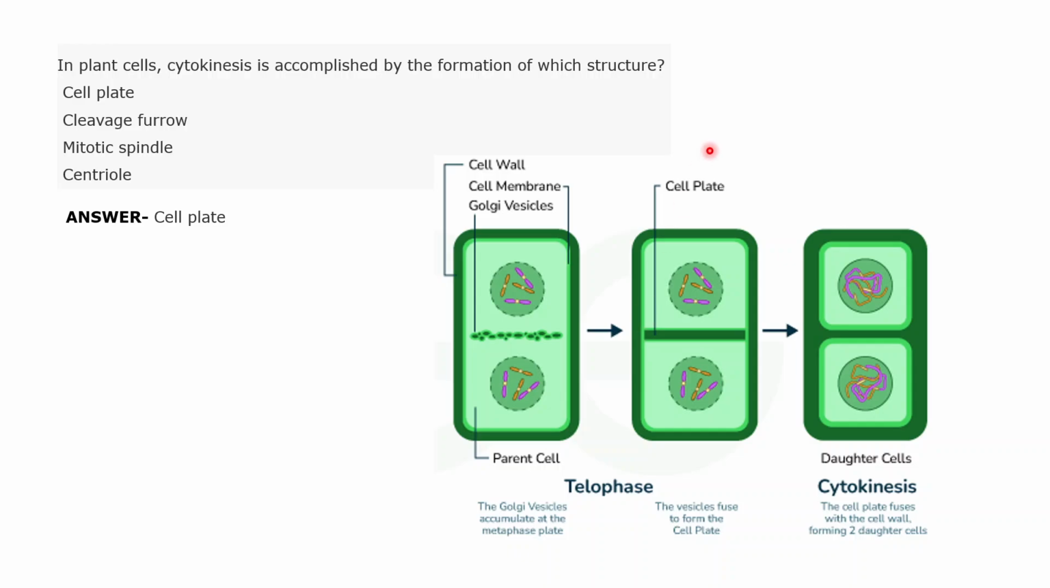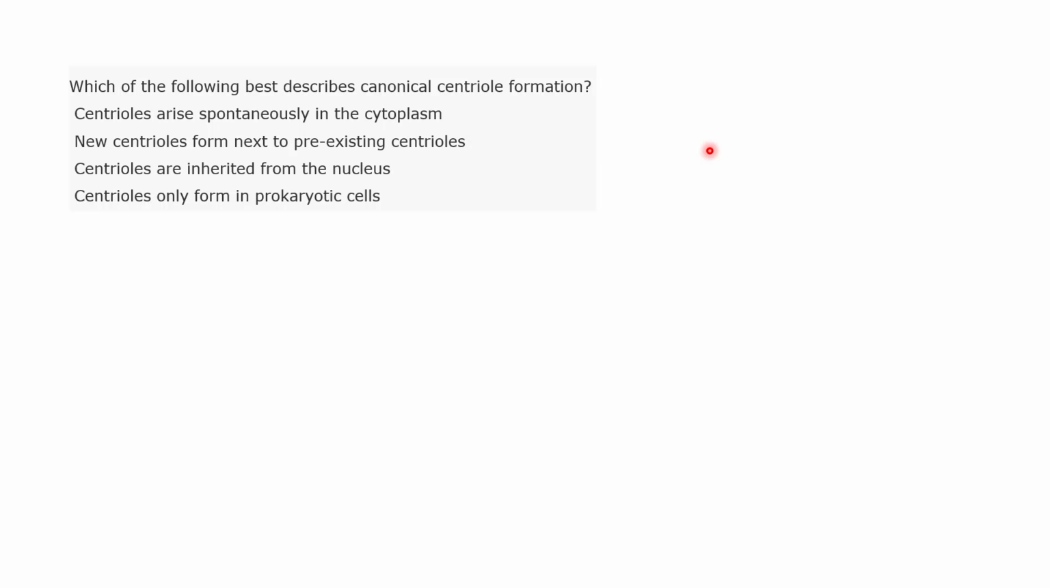Okay, I think I can move on to the next question, right? Okay. So coming on to the next question. Which of the following best describes canonical centriole formation? Centriole arises spontaneously in the cytoplasm. New centrioles form next to pre-existing centriole. Centrioles are inherited from the nucleus. Centrioles only form in prokaryotic cell. Which might be the answer?